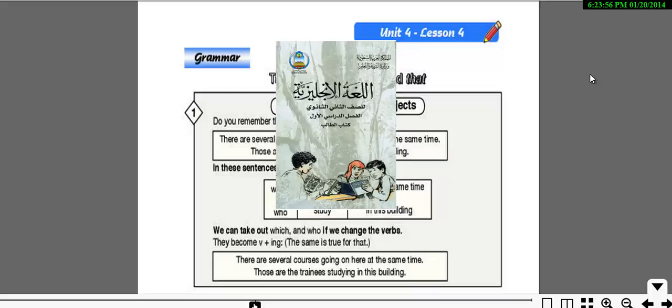Hello everyone, it's Unit 4, Lesson 4, and we go with grammar, taking out which, who, and that. Well, I don't know what is meant by taking out, because usually you just add it, you don't take it out, so let's see what's going to go here.